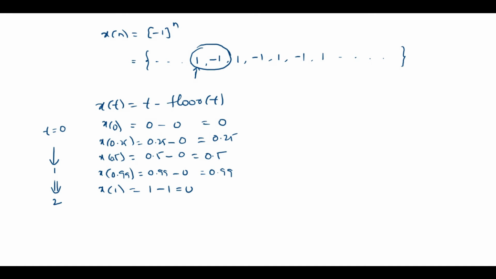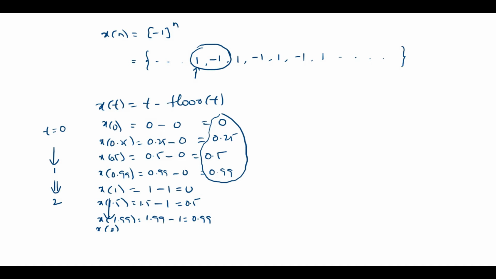Now from 1 to 2, if you take different values, let us say x of 1.5, it is 1.5 minus 1, the difference is 0.5. If you take x of 1.999, it is 1.999 minus 1, which is 0.999. Now observe the values, they always vary from 0 to 0.9999.